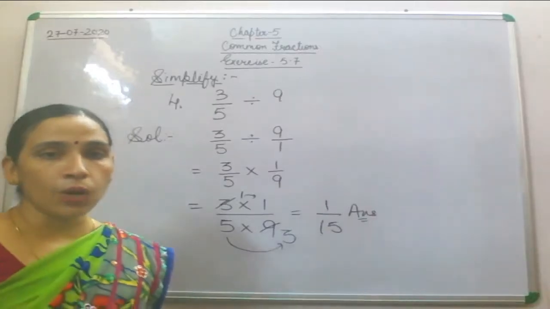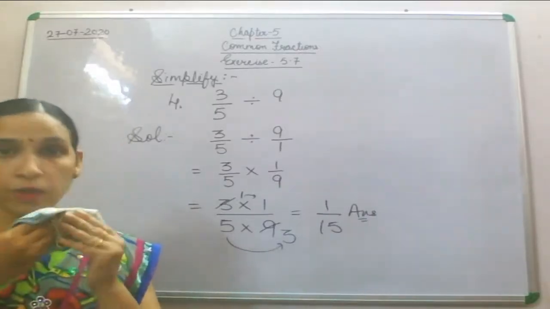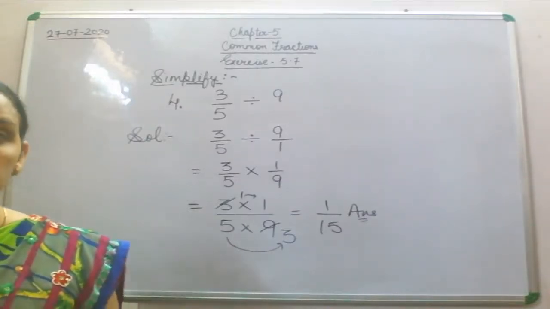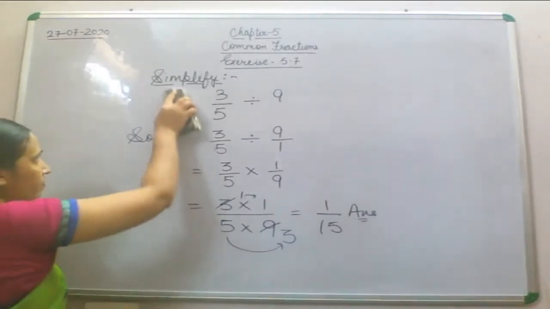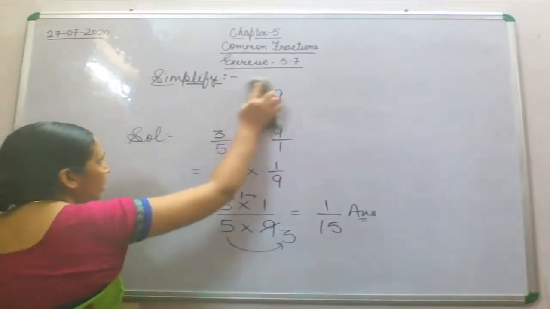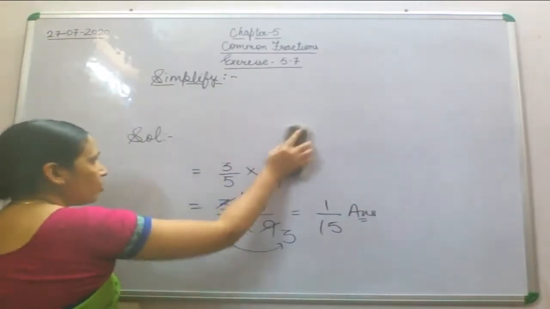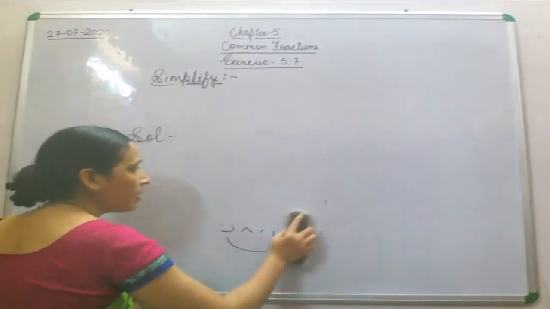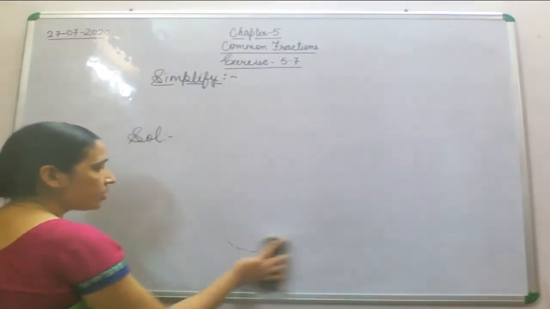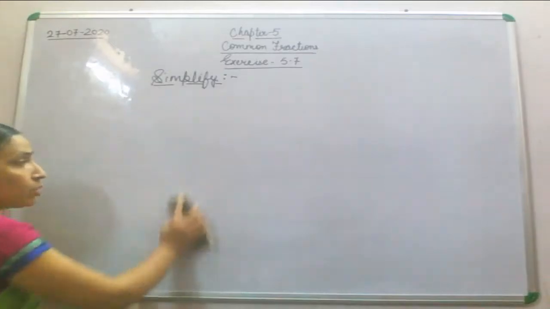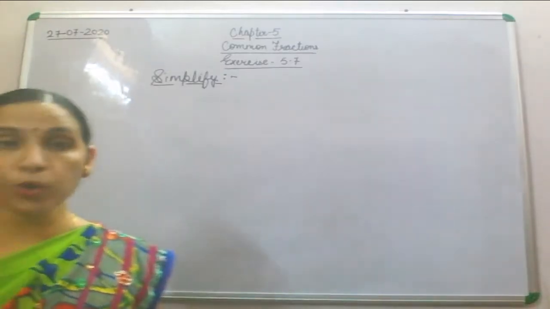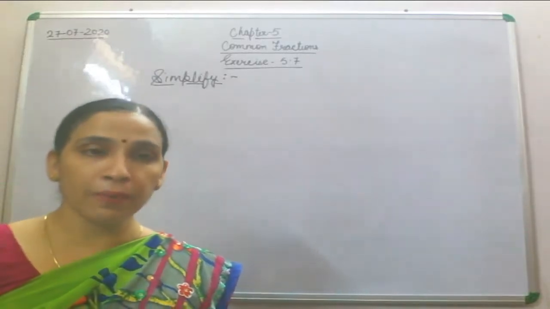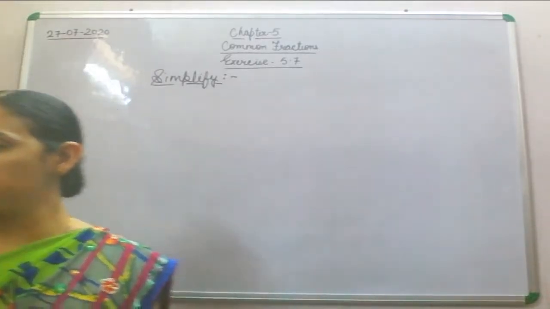Okay children. Now we'll come to our fifth question of the same exercise 5.7. So let's start that fifth question. Now the fifth question is again an example of this only. The same kind of question we have, question number 5. But we are going to do it so that people will be able to understand. So we keep on doing these kinds of questions so that you will be able to remember all the steps which we have.